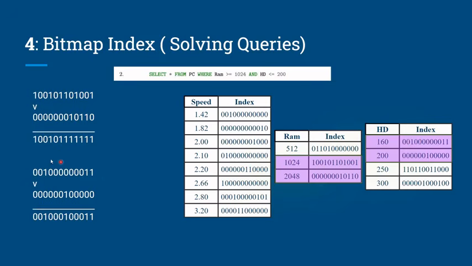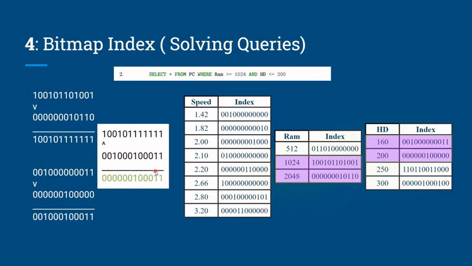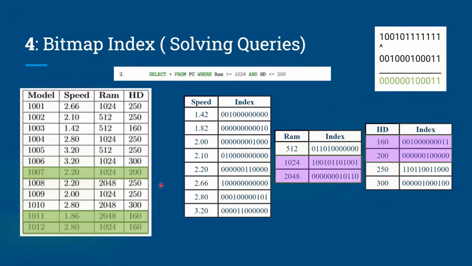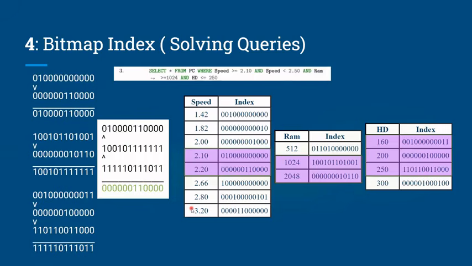Then we would AND the outcome of both to get the intersecting records which satisfy both constraints. Supposedly these would be our entries from the original data table: 1007, 1011, and 1012. Good.